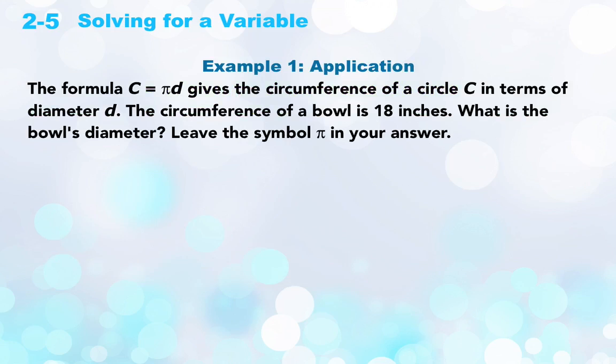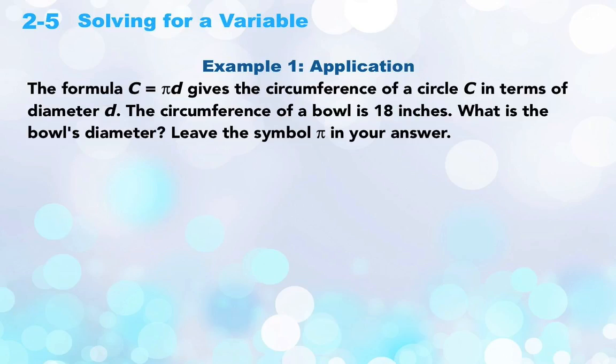So here's our first one here. This is a very famous geometric formula. This is c equals pi times d. And what this is a formula of is c is the circumference of a circle, the distance around the circle, and d is the diameter of the circle. So what you're asked to find here is: the circumference of the bowl is 18 inches. What is the bowl's diameter? So we have to find d.